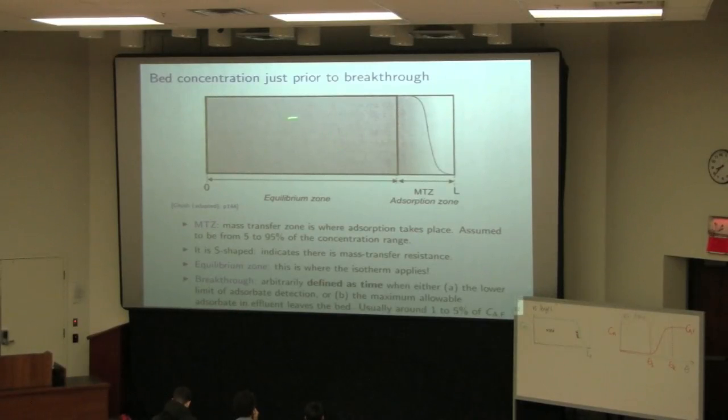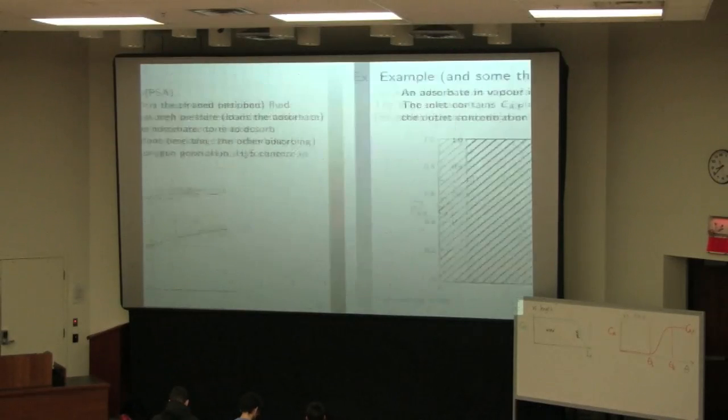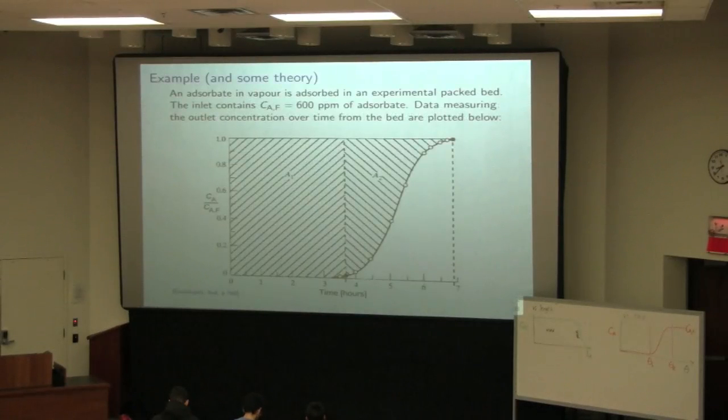Here's essentially my used portion of the bed. My mass transfer zone, there's a part of it that's used and a part of it that's essentially unused. And then this illustration is just at breakthrough time. If this was prior to breakthrough, there'd be a section of the bed that's totally unused. So we're going to use those concepts in this next example, which goes over several slides.